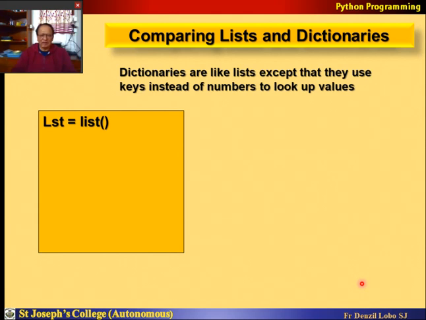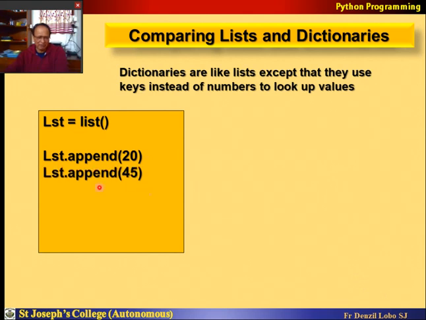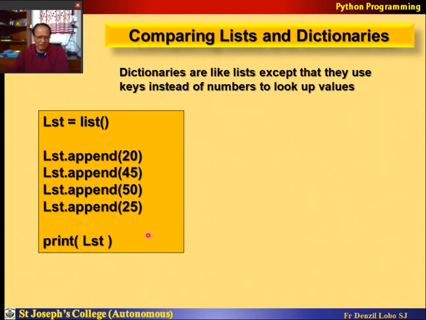Comparing lists and dictionaries. Dictionaries are like lists, except that they use keys instead of numbers to look up values. As you see, for example, we take this list. We created an empty list. I append 20, I append 45, I append 50, I append 25. And then print list. Automatically it prints the list here, within square brackets. So let us see now.